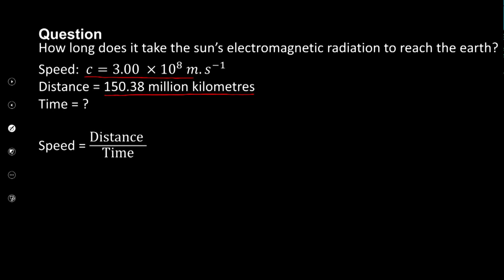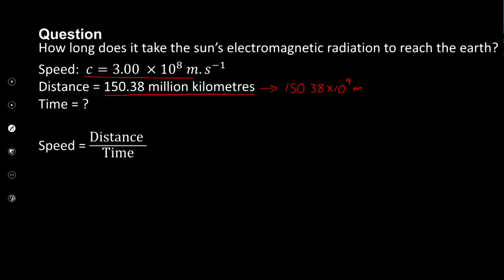So this converted into meters will be 150.38 times 10 to the power of 9 meters, because we are converting first the million phrase to scientific notation, which is 10 to the power of 6, and then we are converting the kilometers to meters, and there are obviously 1,000 meters in a kilometer, so it's another 10 to the 3, which gives us 150.38 times 10 to the 9 meters.